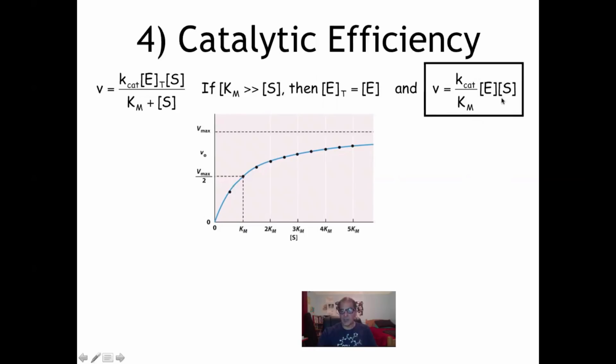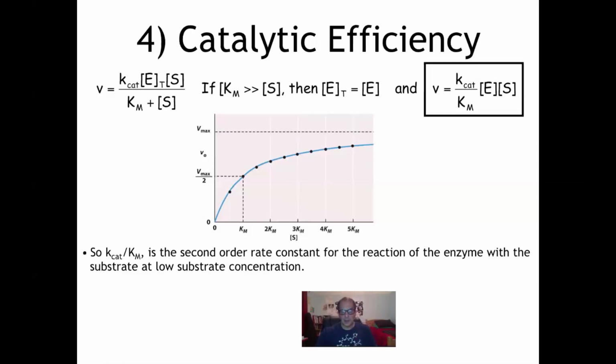Okay, and so this is a second order rate law, as I said, in which the two reactants can be thought of as the enzyme and the substrate, and then kcat over Km is simply the second order rate constant, or it's a pseudo second order rate constant that governs the rate of this reaction. So kcat over Km, as it says here then, is the second order rate constant for the reaction of the enzyme with the substrate at low substrate concentration.